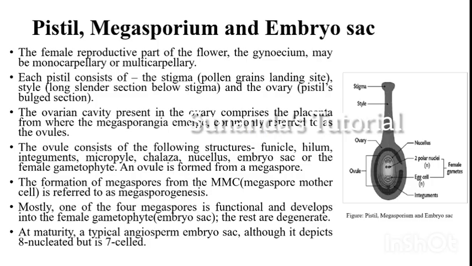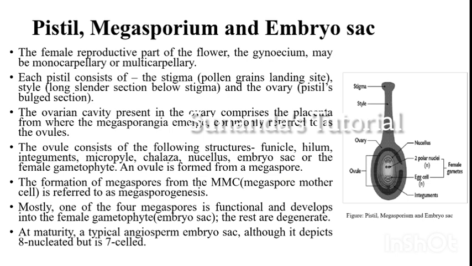Next, the female reproductive part of the flower is called the pistil. The whole is called gynoecium, the individual unit is called pistil. The female reproductive part of the flower, the gynoecium, may be monocarpellary, consisting of one carpel, or multicarpellary, having more than 2-3 carpels.